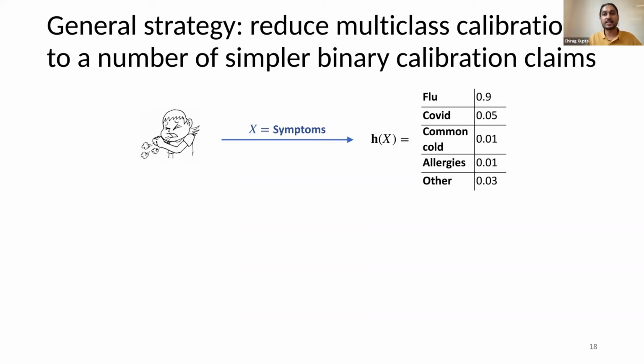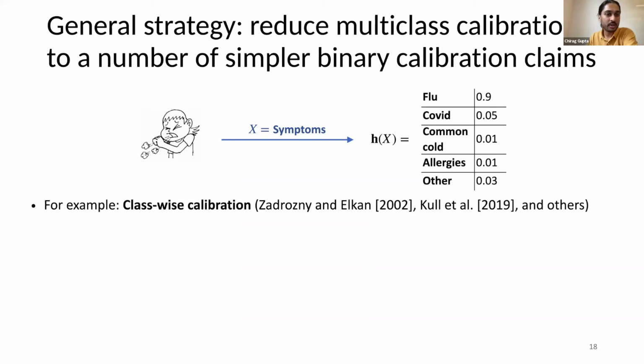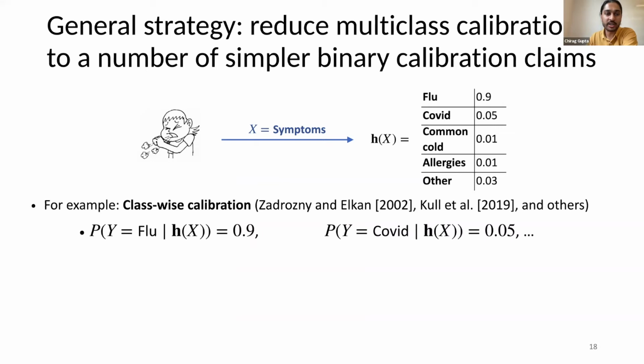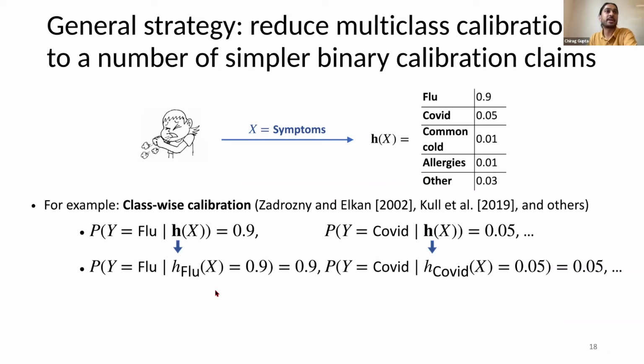The general strategy that has come out in the ML literature is to reduce multi-class calibration to a number of simpler binary calibration requirements. This also corresponds to a one versus all approach, which Sid was mentioning a few minutes ago. I'll illustrate that on this slide. This is the notion of class-wise calibration. Recall that for canonical calibration, you're conditioning on the full vector hx, but instead you could say: when I predicted h flu of x being 0.9, was that correct, irrespective of what else was happening around my vector? So I'm again conditioning on a scalar.